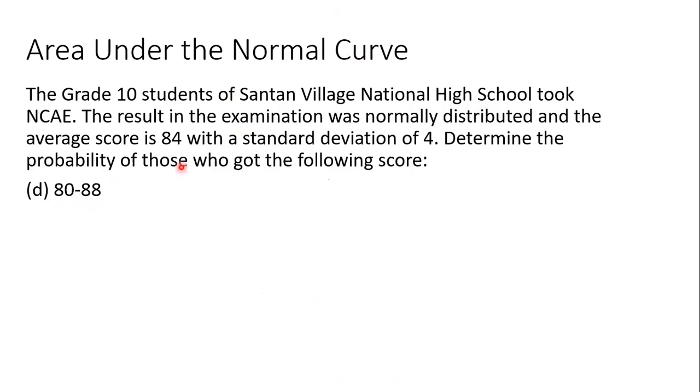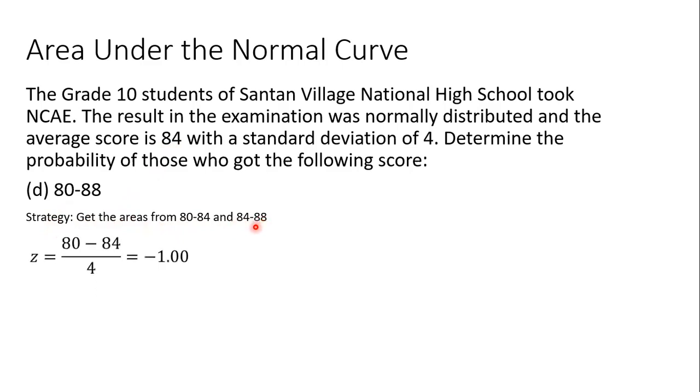Ayan po. So from 80 to 88, so nadadaanan natin yung 84. So ibig sabihin, dadaanan natin yung 84, nasa gitna yung 84, we will be needing 2 z-scores. The strategy would be get the areas from 80 to 84 and 84 to 88. So get the 2 z-scores. So you can see numerically they are equal. The z-score from 80 to 84 is negative 1.00.